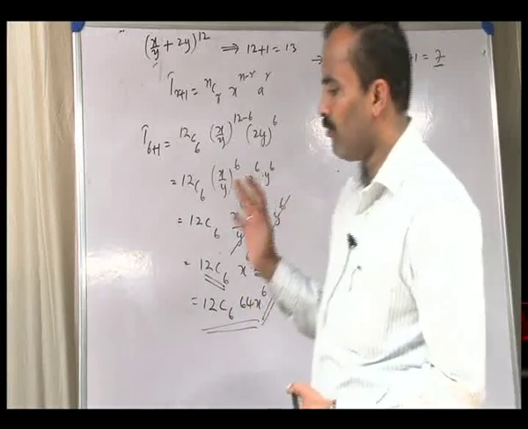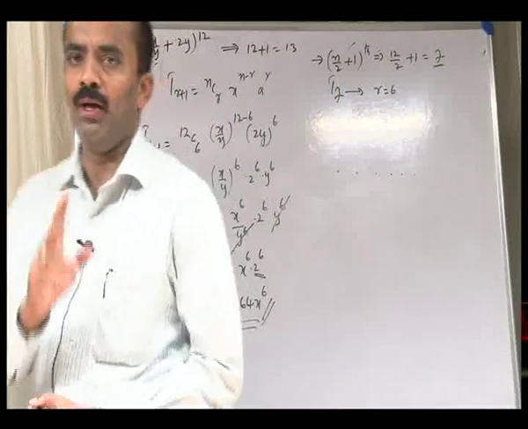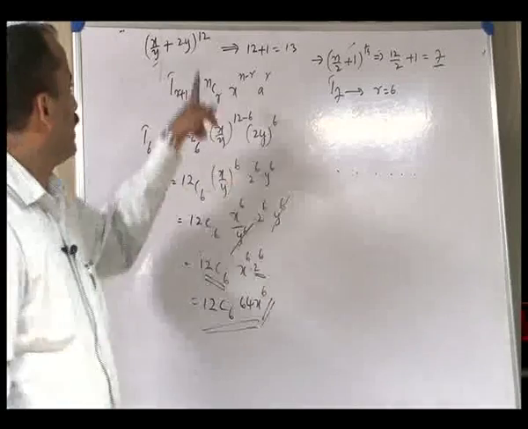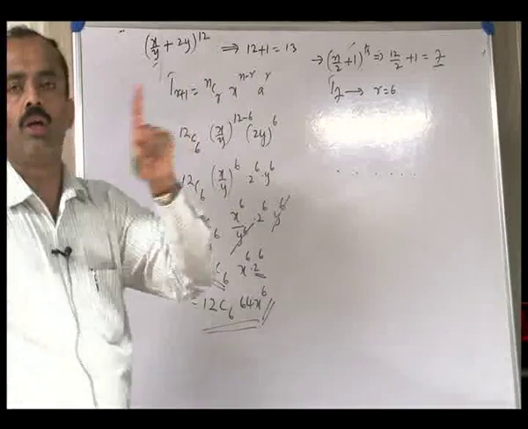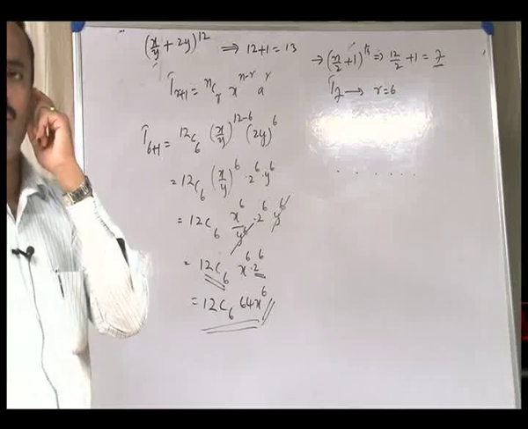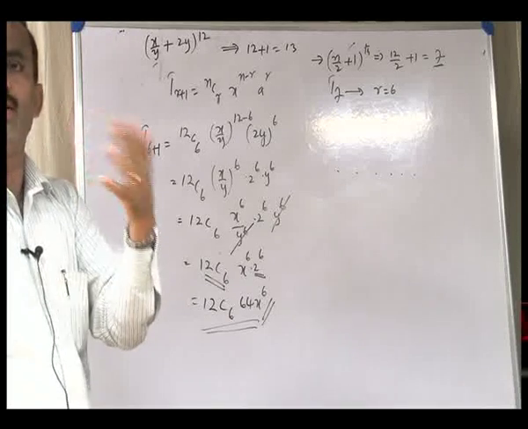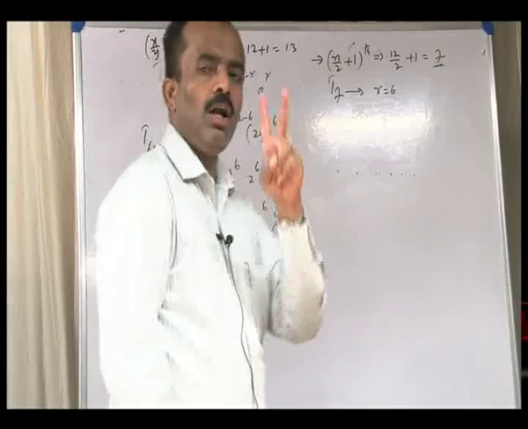So, this is the way of finding the middle term in the expansion. If the power is even, we get only one middle term. Suppose the power is odd, how many middle terms do we get? There are two middle terms.